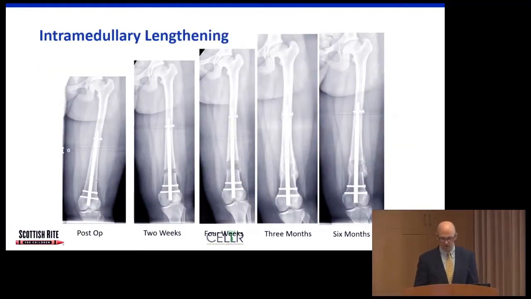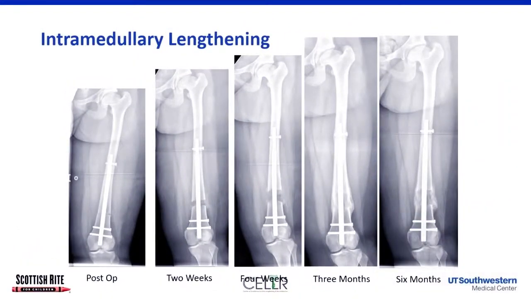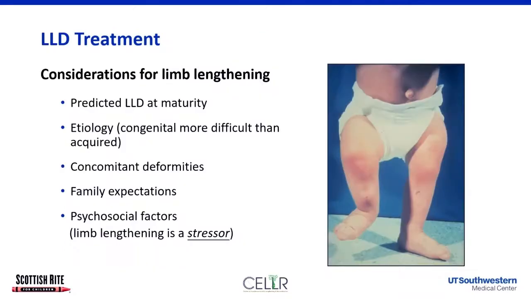or an intramedullary rod. This is an example of intramedullary lengthening. This was a rod that was placed through the knee, so in what we call a retrograde fashion. This was a teenager who had Perthes disease, and you can see the hip deformity, and had a 4 centimeter limb length difference. And you can see that over 4 weeks, we had almost regained the full length that we were looking for. But then at 3 months and 6 months, you can see the healing of the bone.